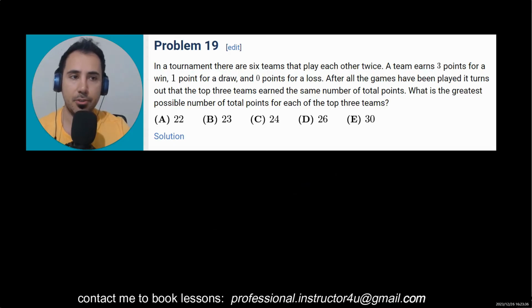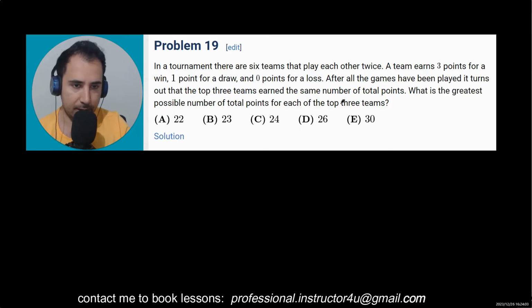A team earns 3 points for a win, 1 point for a draw, and 0 points for a loss, just like a soccer game, right? Football. After all the games have been played, it turns out that the top 3 teams earned the same number of total points. What is the greatest possible number of total points for each of the top 3 teams?